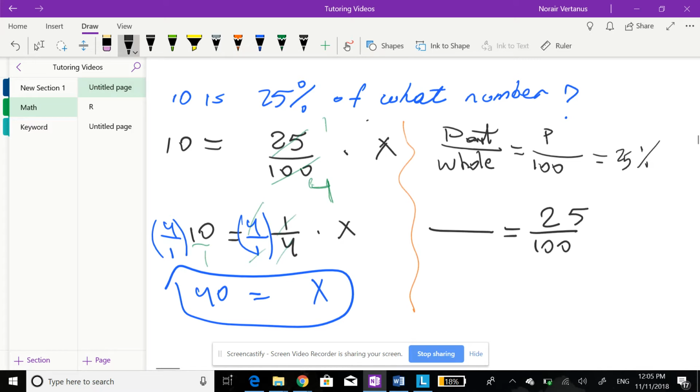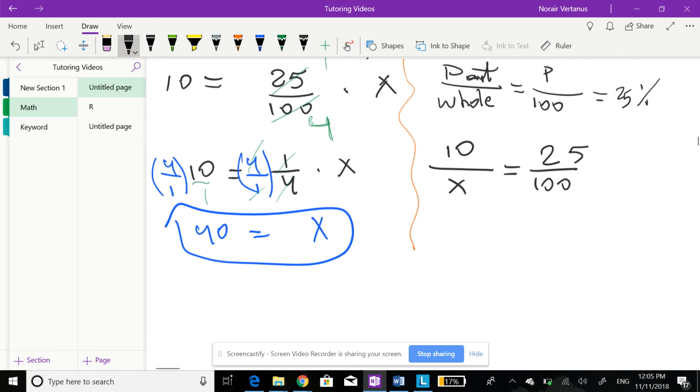10 is what percent of a bigger number? What number is that? That's the bigger number, the unknown. So that's the denominator, right? 10 is what part of the number? It's a bigger number, and 10 is the smaller part of it. So 10 over x.